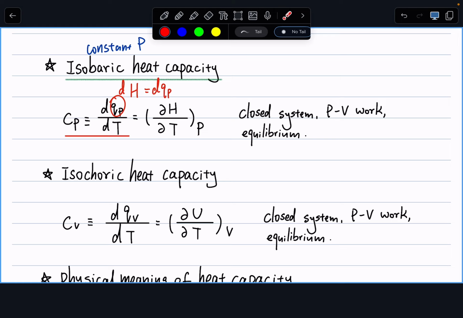Yes? Is the dT the change in total temperature? Changing temperature of the system. In this class, unless otherwise specified, we're always focusing on the system. We're focusing on the system only.